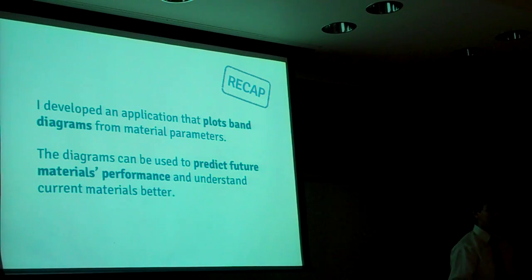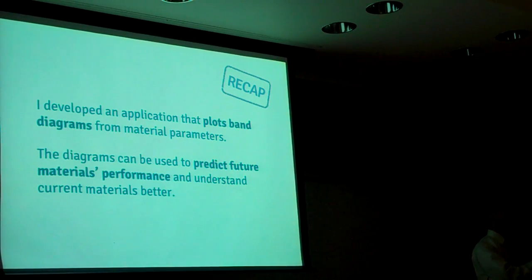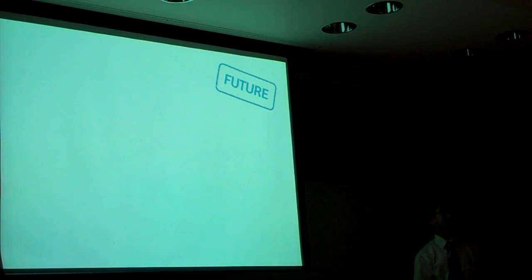So to summarize, I developed an application that plots band diagrams from material parameters that can be entered into the application. These band diagrams can predict future materials properties if we were to make solar cells out of them, or they can be used to understand current materials better. So for example, if we know that something works experimentally, we can use this to figure out what's actually going on behind the scenes. In the future, I'd also like to expand this program.